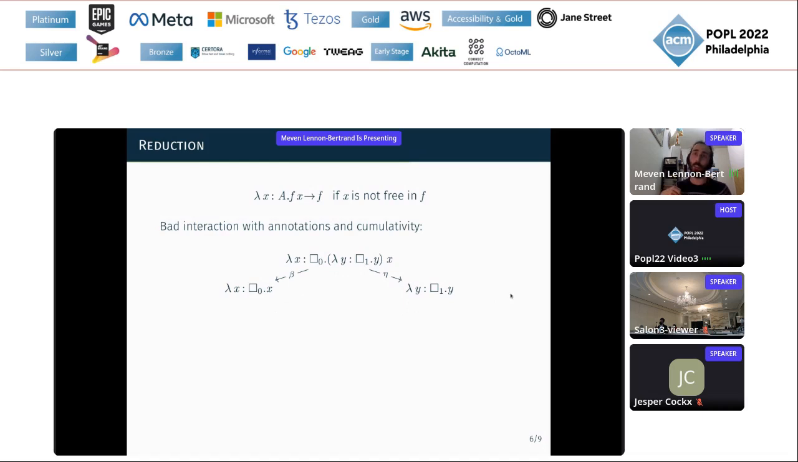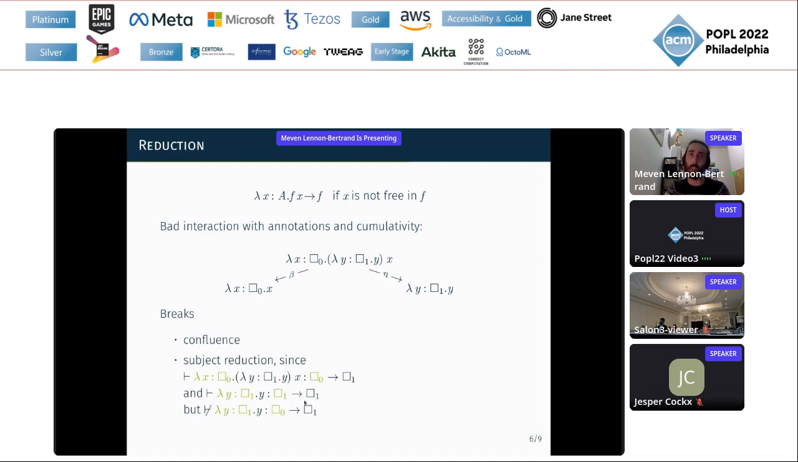So in a way, they have the same intentional meaning, but the annotation is not the same, and so you've lost confluence. And also, which is even more subtle, this also breaks subject reduction. And here is, so if you look at the term here, it has this type, it abstracts on a variable of type 0 and returns something of type 1. Now the reduct here, it abstracts on a variable at level 1, so it's of type 1 to type 1.